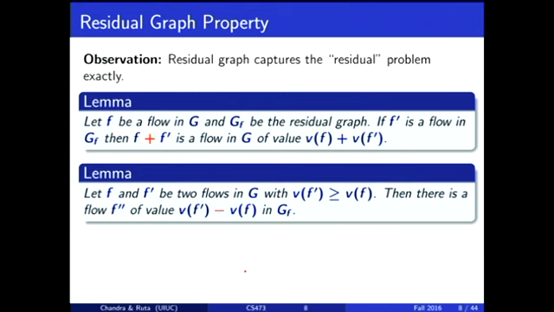This is a very important observation. In effect, the residual graph completely captures what you need to do with the rest of the problem. You compute a flow, get to the residual graph, and just work on the residual graph now. Compute another flow, create another residual graph, compute. We'll see more details. Good.